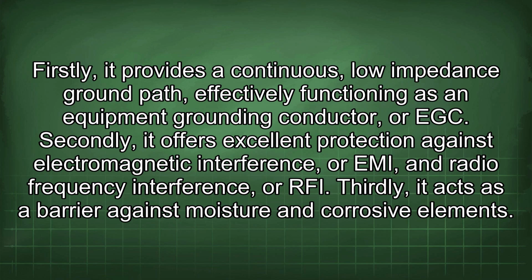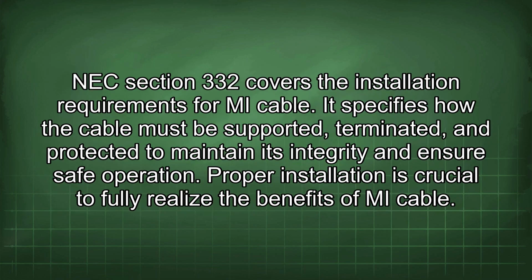Secondly, it offers excellent protection against electromagnetic interference, or EMI, and radio frequency interference, or RFI. Thirdly, it acts as a barrier against moisture and corrosive elements. NEC Section 332 covers the installation requirements for MI cable. It specifies how the cable must be supported, terminated, and protected to maintain its integrity and ensure safe operation. Proper installation is crucial to fully realize the benefits of MI cable.